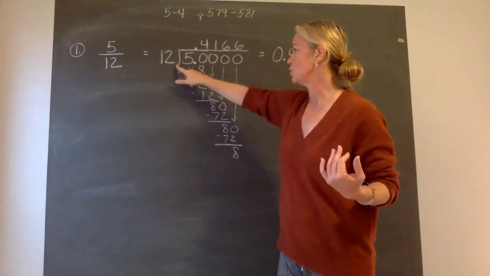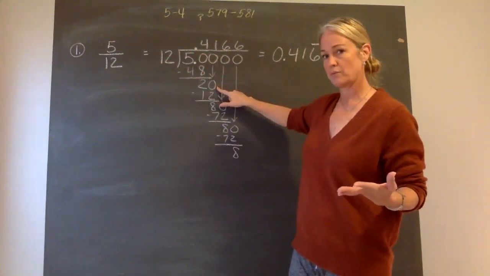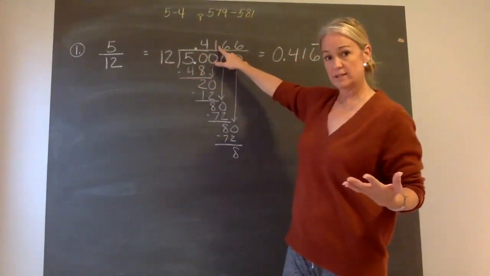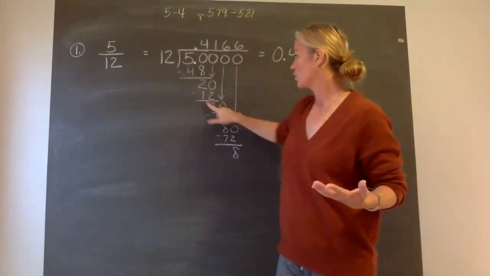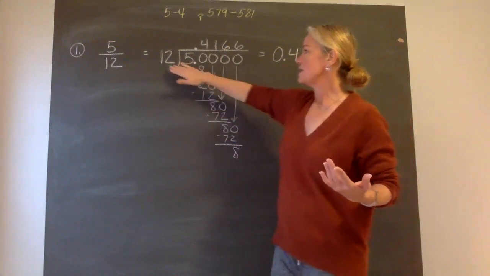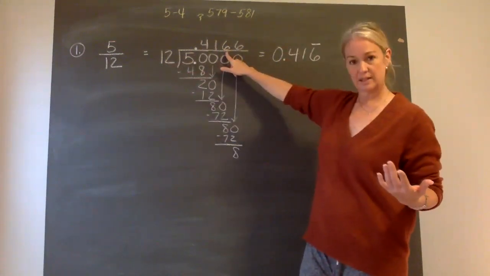When you subtract, you get 2, which is smaller than 12, and you bring down the 0. 12 goes into 20 once, which is 12. When you subtract, you get 8. 8 is smaller than 12, so we would bring down the 0. Now, 12 goes into 80 6 times.